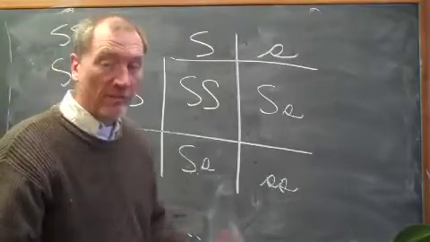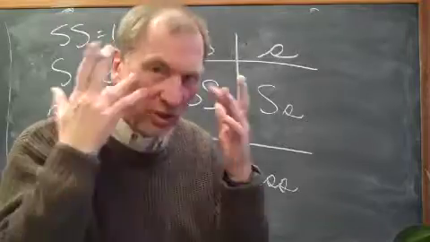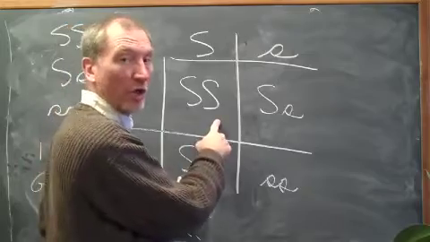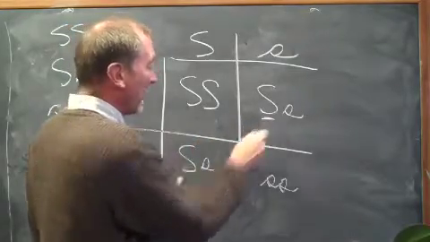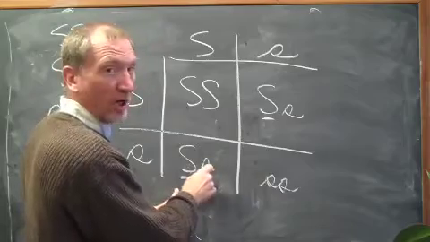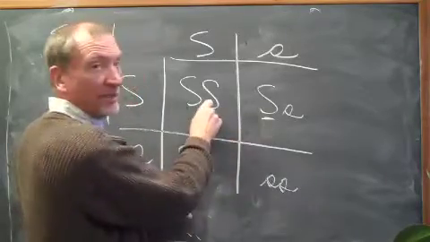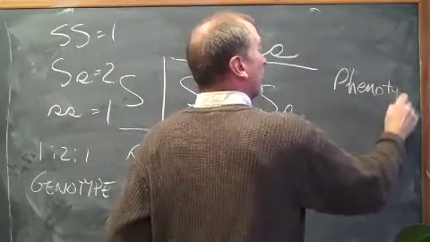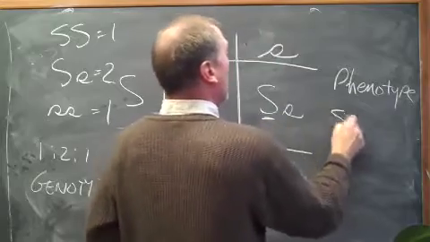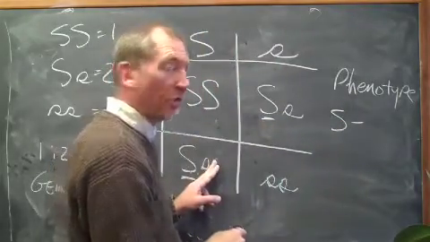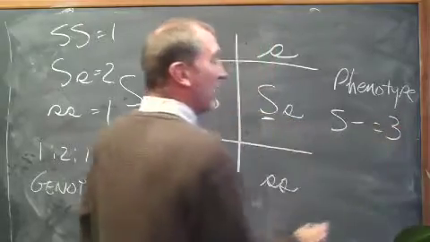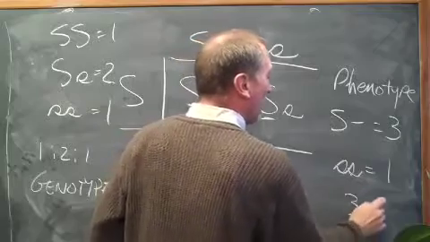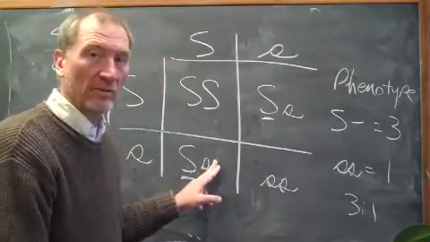But when we ask what's the phenotype ratio, and that means what do the seeds look like to us, then remember these three categories all look the same because the capital S is dominant over the small s. So these look the same as this. So the phenotype ratio is smooth equals 3 and wrinkled equals 1, or a 3-to-1 phenotypic ratio.